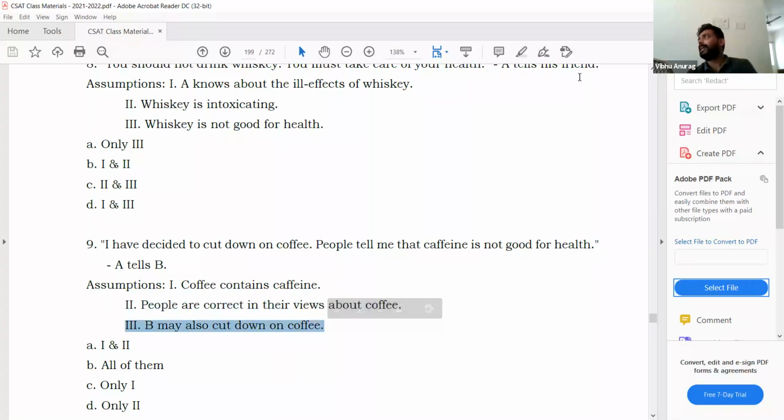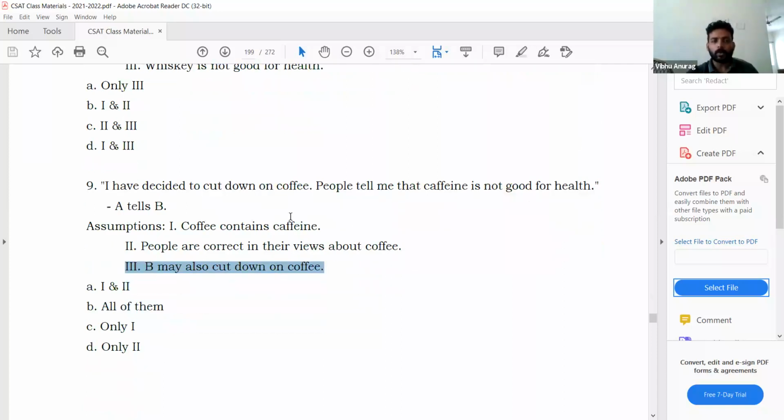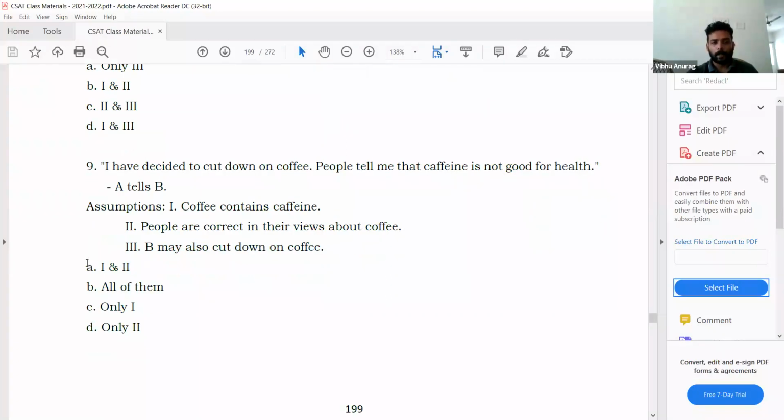Third one, B may also cut down on coffee. Now, do we have any idea of knowing whether A is just telling B or whether he is telling him with the intention of influencing him? Can we say what he believes with respect to this? We don't know, right? Both possibilities are there. He may be telling him to influence him. He may just be telling him as a friend. We don't know what he's thinking in this regard. So we can't say. So 1 and 2. Answer will be A. 1 and 2.